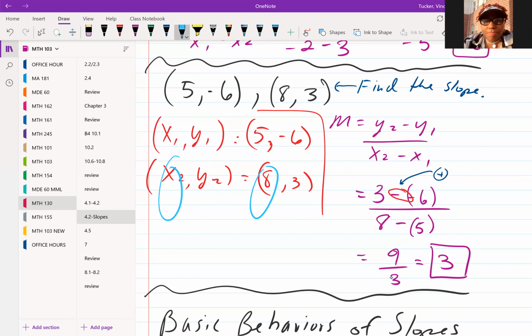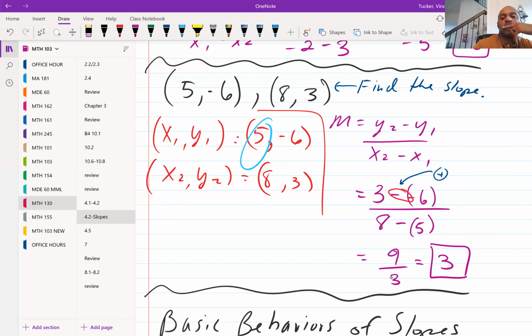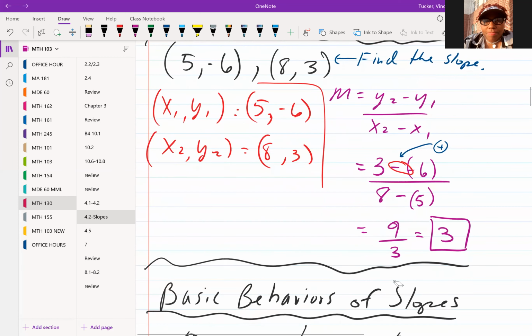X2, Y2. X1, Y1 is the 5 and the 6. Okay, let me write it above it. X1, Y1, X2, Y2. Okay, maybe that'll make it look a little clearer to me now that I put it over top of it.